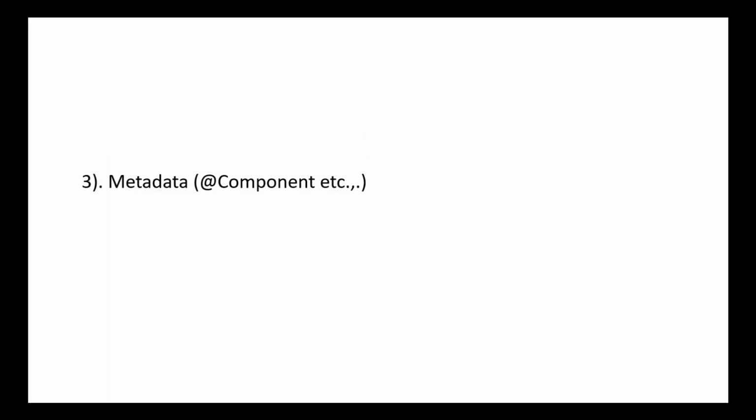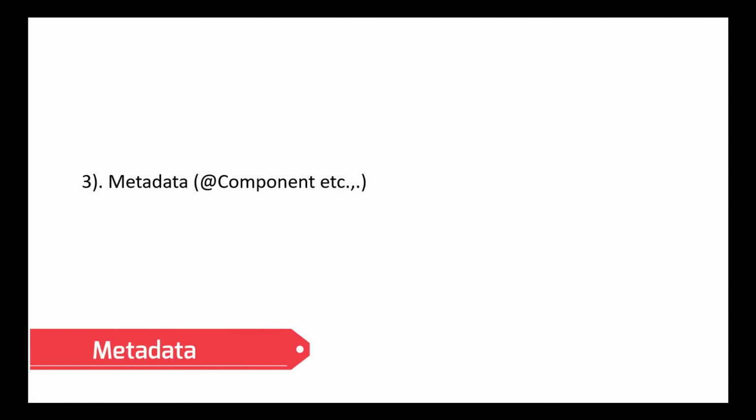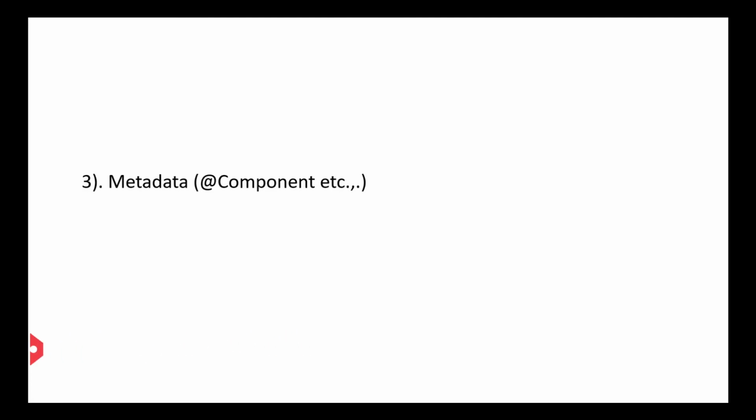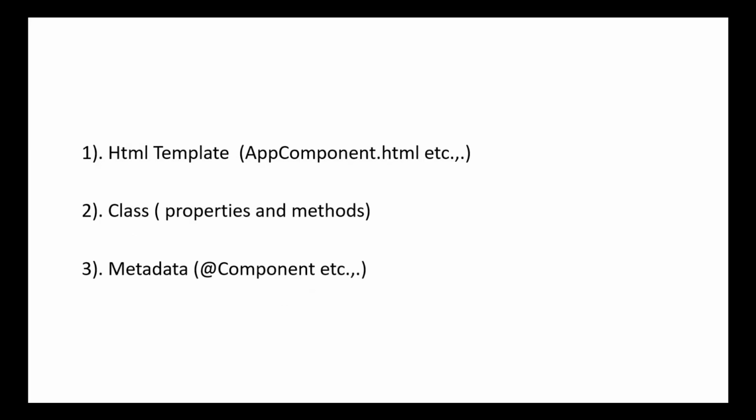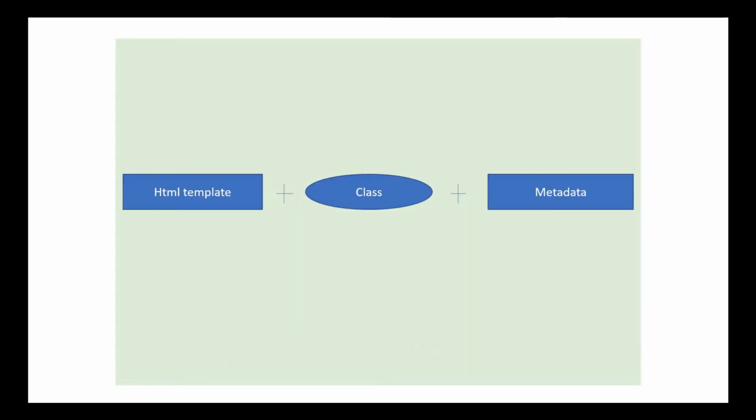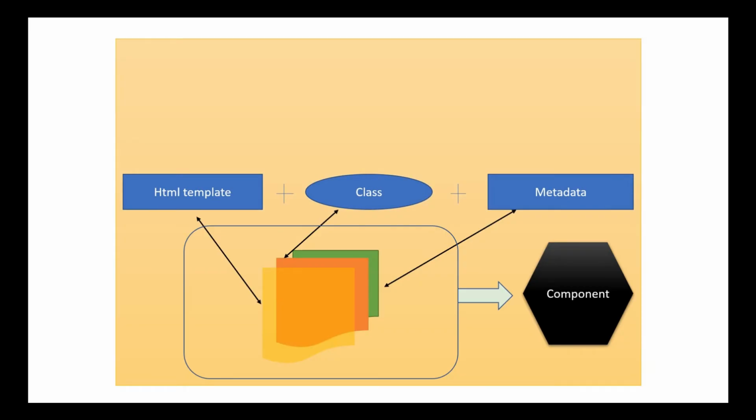Third one is metadata. We discussed in previous videos about metadata, that metadata holds information about the class and it can make a plain class into a module or component or even a service too, using its decorators. So in here, we used a component decorator which makes this class into an Angular component. In addition to these three, there is also another one, CSS, to add styles for the view. Now, we can conclude that template, class and metadata put together form an Angular component.